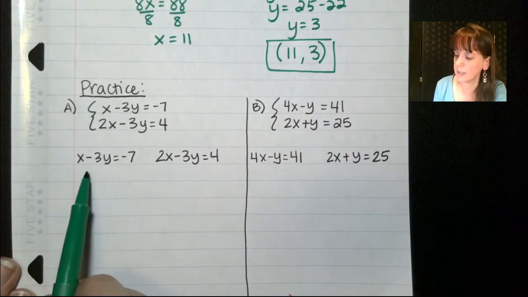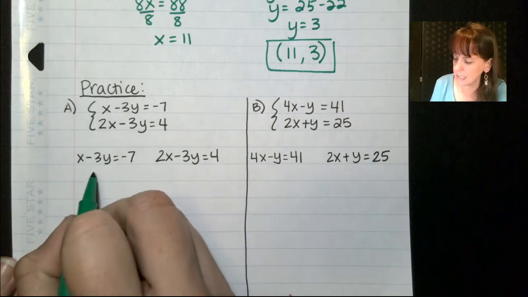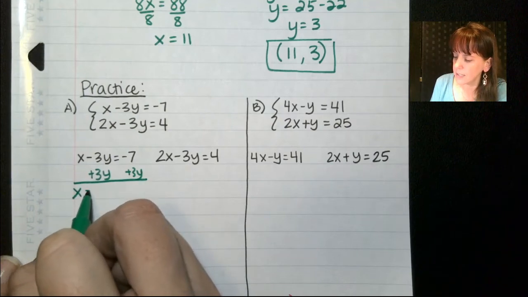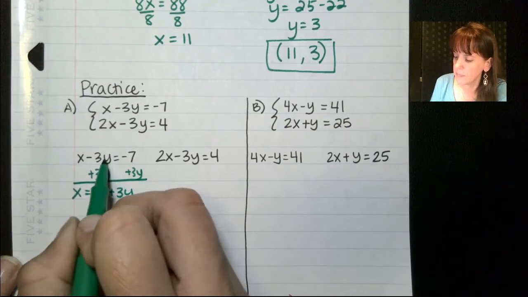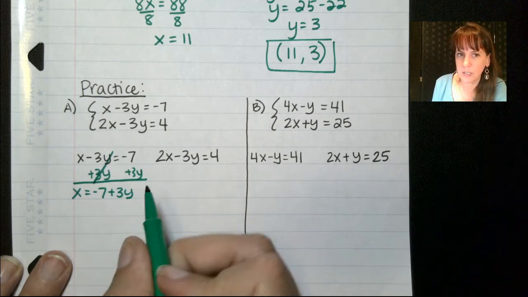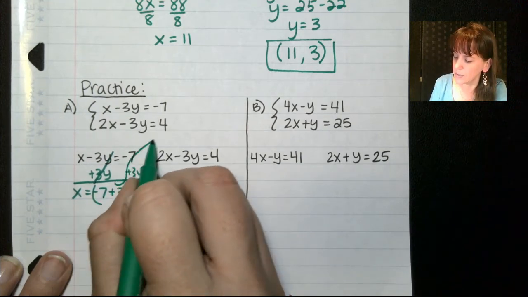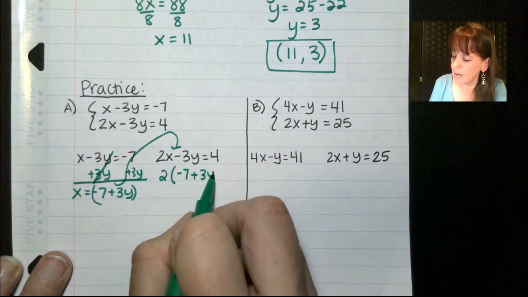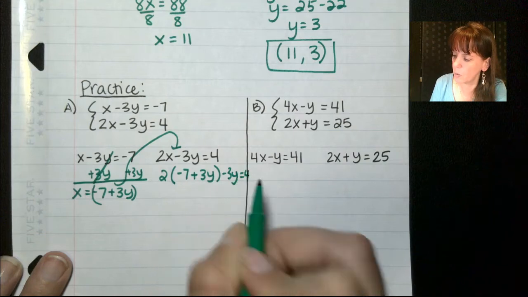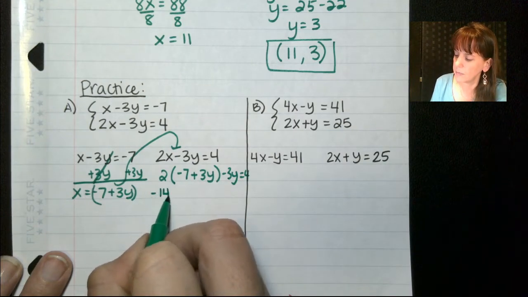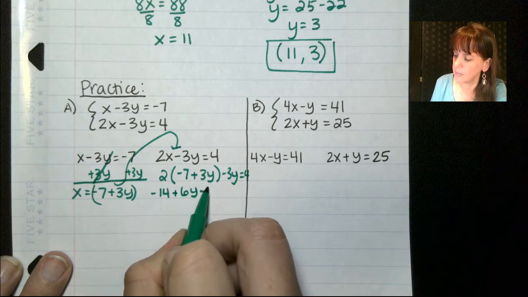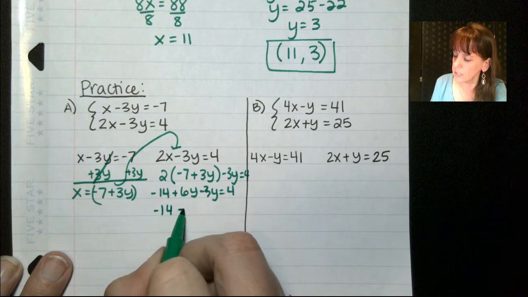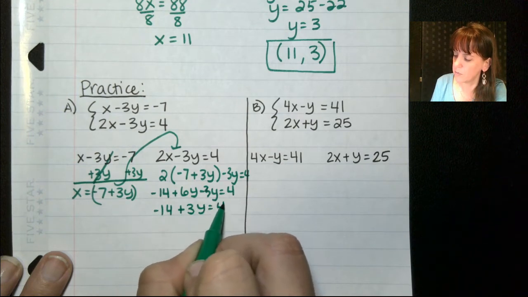So looking at this one, I think I want to get this x right here by itself. That's the easiest. So plus 3y, plus 3y. That gives me x equals negative 7 plus 3y. So x equals all this garbage here. So I'm going to take that and insert it for this x right there. So 2 times negative 7 plus 3y minus 3y equals 4. Ooh, running over there. Negative 14 plus 6y minus 3y equals 4. Negative 14 plus 3y equals 4.